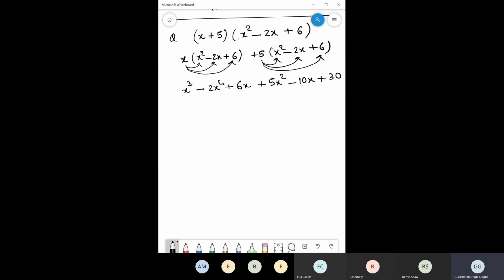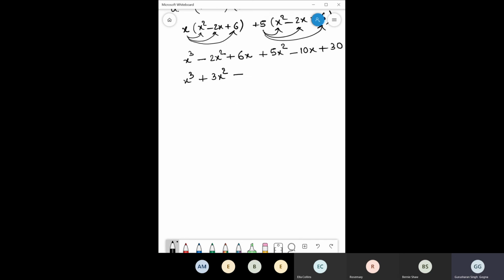And then you just solve the like terms. x cube, minus 2x square plus 5x square will give you plus 3x square. We always use the sign of the bigger number. So minus 2x square plus 5x square is plus 3x square. 6x minus 10x is minus 4x, and then you're left with plus 30. So that's the answer. Okay, so I hope you understand how to multiply two brackets.